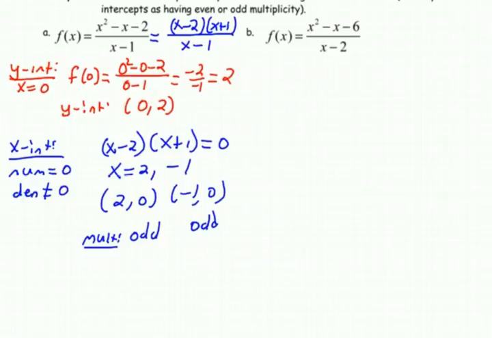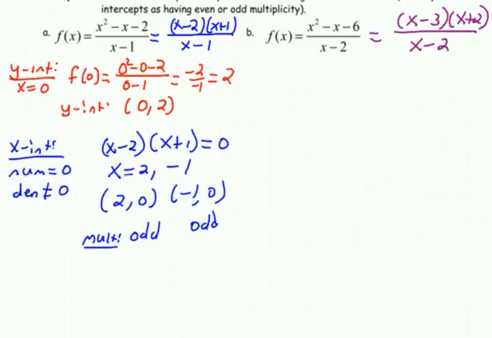Example B, I've got x squared minus x minus 6 over x minus 2. Once again, I'm going to factor these. That will help in our analysis. So I factor the numerator as x minus 3 times x plus 2. And that's still going to be over x minus 2.